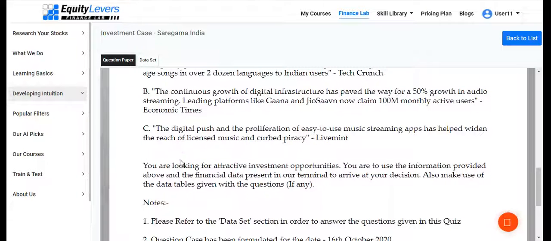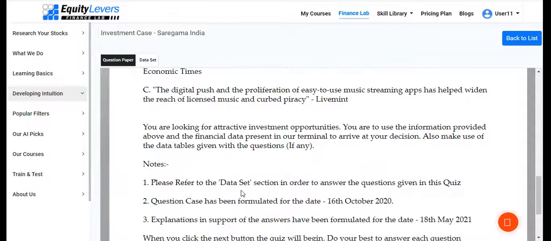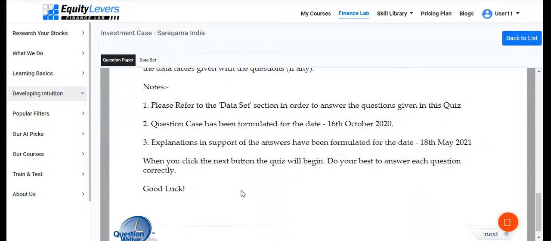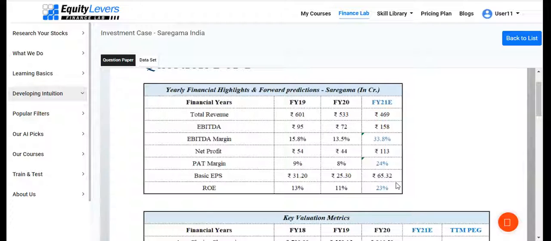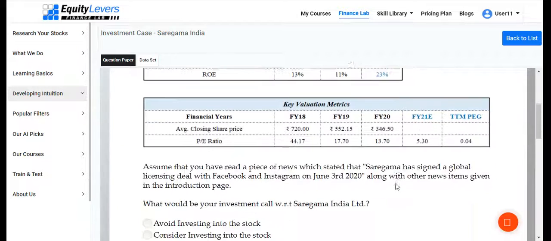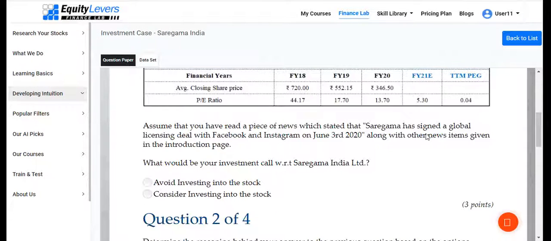So in this case, we are looking at an attractive investment opportunity where the information has been provided along with the financial data. And with this information, you are supposed to answer the questions given in this game. So next year forward projections have been provided in this table. It says that Saregama has signed a global licensing deal with Facebook and Instagram on June 3rd, 2020. So what would be our investment call with respect to Saregama India?